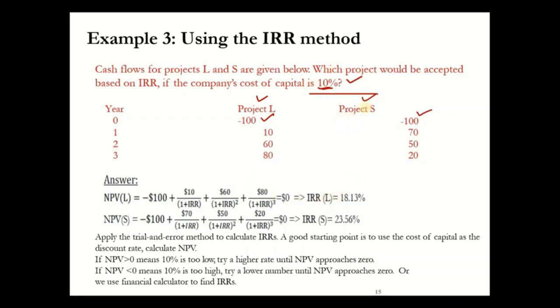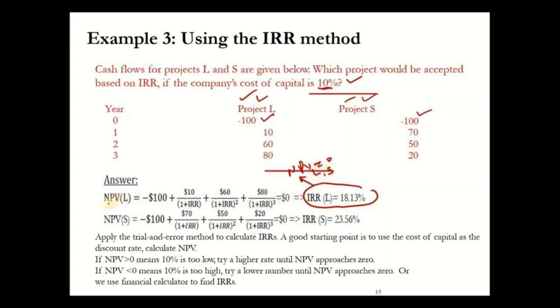You don't know, right? So first of all, you want to see what the IRR of these two projects is. Which project should I use? Let's see what the IRR is. Let's say the IRR of the project is 18.13. IRR is the rate at which your NPV is 0. So what is the IRR for L and what is the IRR for S?